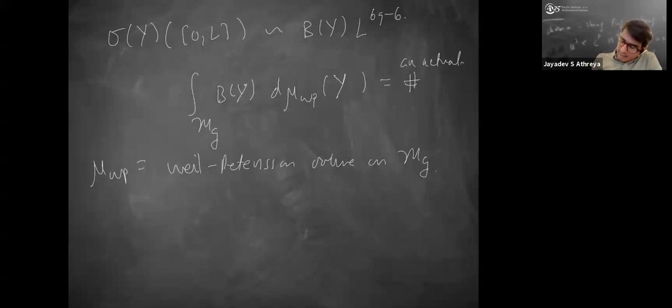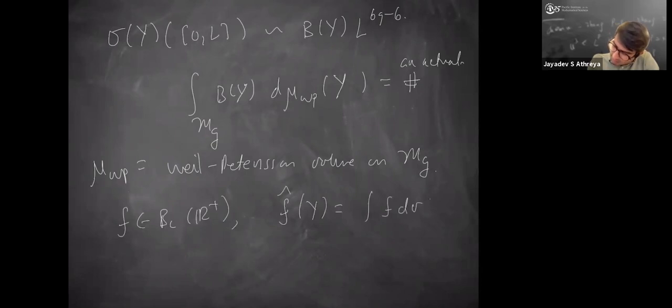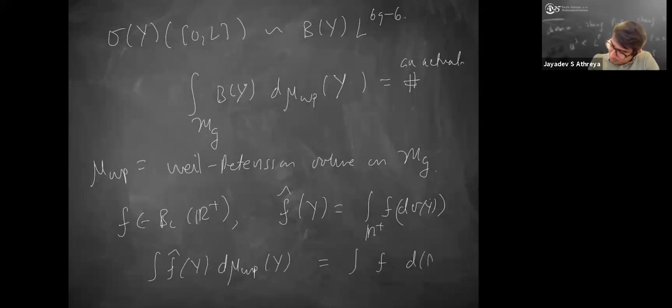In particular, what she showed is the following. You start with f, which is bounded and compactly supported on R plus. You define f hat of Y to be the integral of f d sigma of Y over R plus, where sigma of Y is the actual measure. Then she was able to tell you what the integral of f hat of Y d mu WP of Y is: it's the integral of f with respect to an appropriate density.